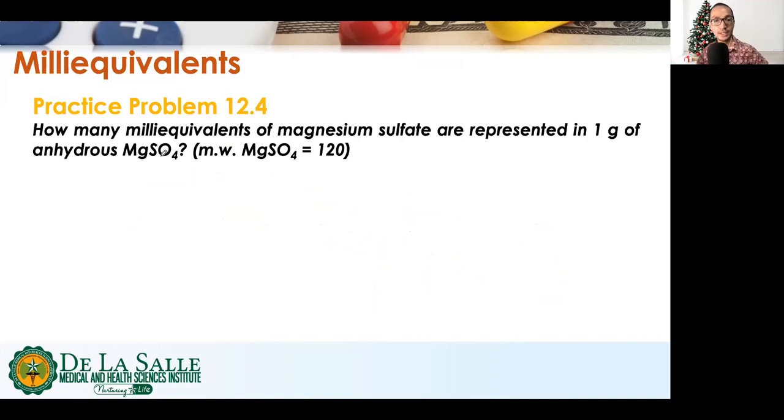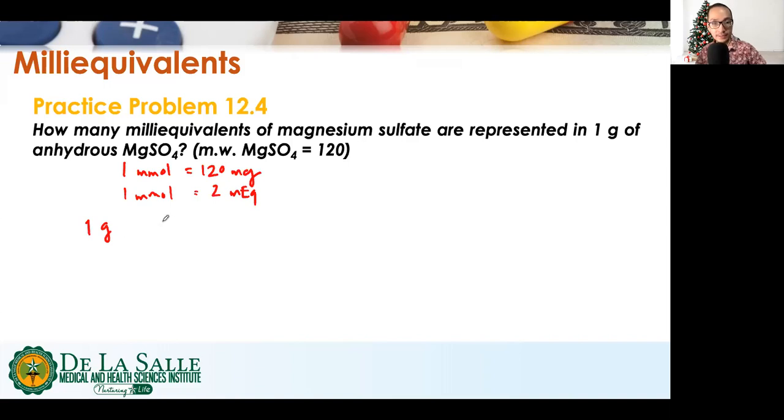Ayan, so how about this one? How many milliequivalents of magnesium sulfate are represented in 1 gram of anhydrous magnesium sulfate? Okay, so ganun pa rin yung gagawin natin. Ayan, so we have 1 millimole of magnesium has a weight of 120 milligrams. Okay, 1 millimole of magnesium sulfate is equivalent to 2 MEQ. Okay, next is we have 1 gram of anhydrous magnesium sulfate.